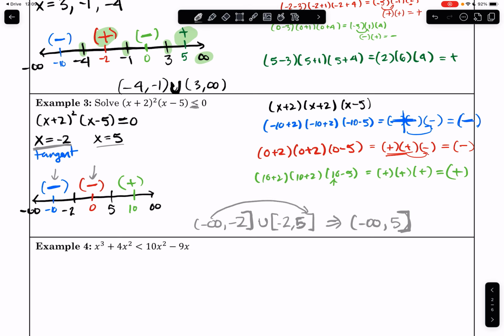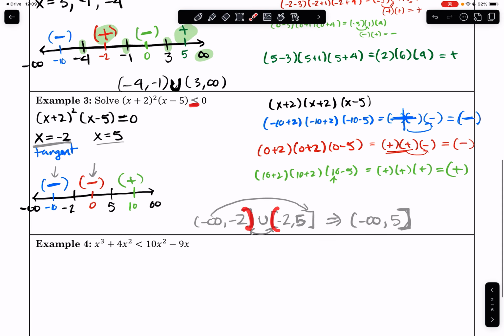But that only works if these two things here are both brackets. If we were not making it be equal to 0 and these were parentheses, then we cannot make this into one interval and say we're going to go from start to finish here to here, even if these numbers are the same.